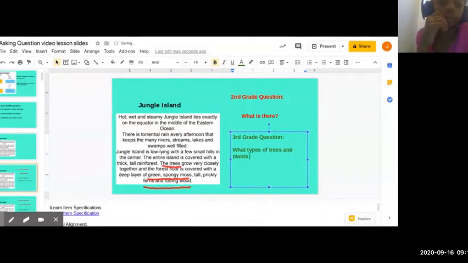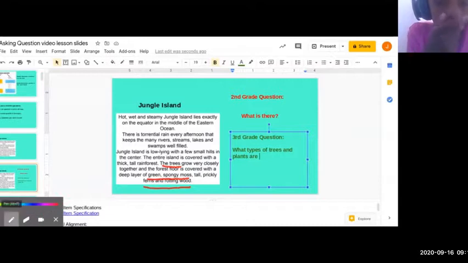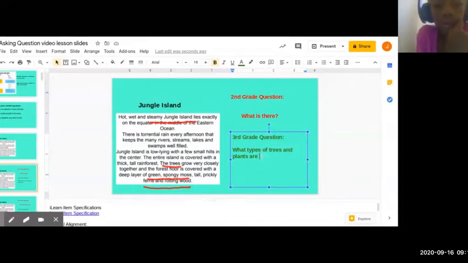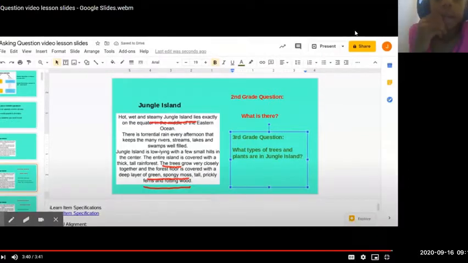plants are, I don't really want to use the word there. I think I should use more words that are specific to the topic. There means Jungle Island. So I'm going to use those words from my text. What types of trees and plants are in Jungle Island? Now I have a good question.